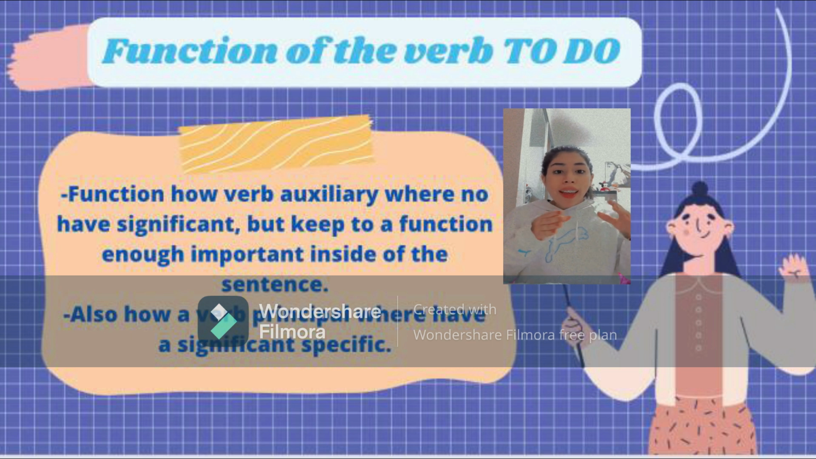Now let's look at the function of the verb to do. As an auxiliary verb it does not have a significant meaning, but it keeps an important function inside the sentence. Also, as a main verb it has a specific meaning.